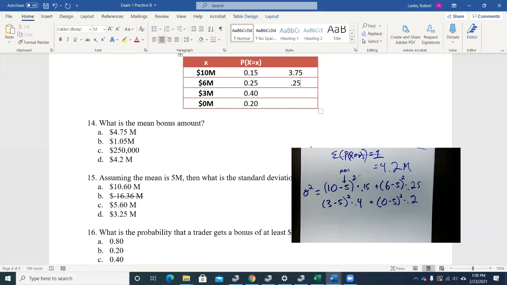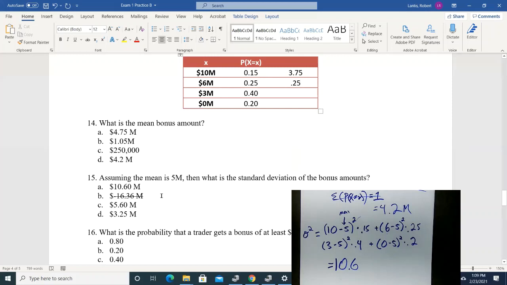All right. Any questions on that? Okay. I got the answer key here, but let's see if we can work through this real quick. So we got 3.75 plus 0.25 plus 2 squared, 4, times 0.4, plus 25 times 0.2. So it should be 10.6. But if I answered 10.6 to this question, why would it be wrong?